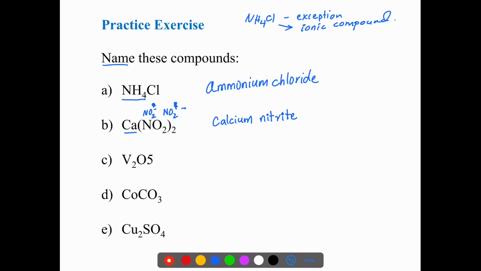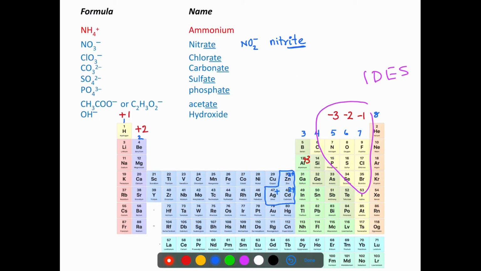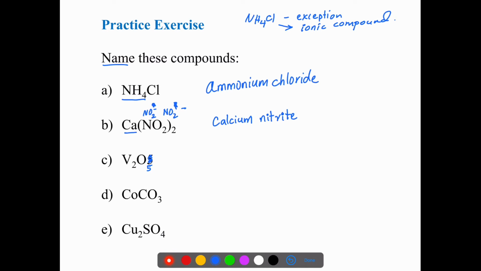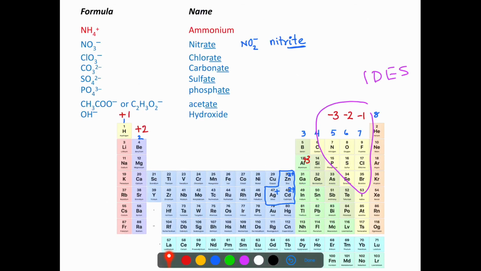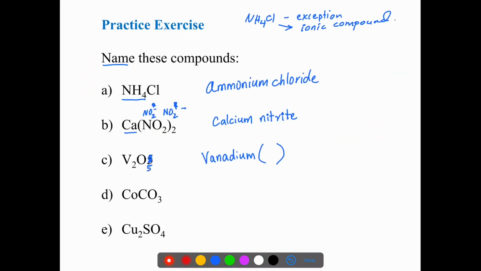Next one, this 5 should have been a subscript. V2O5. V stands for vanadium, and this is a transition metal, so you have to write it along with its charge. So it's vanadium, and I'm going to figure out its charge and put it as a Roman numeral. And you have oxygen, which means you have an oxide ion. You have 5 of those. Oxide is oxygen with 2 negative, and you have 5 of those in the formula.